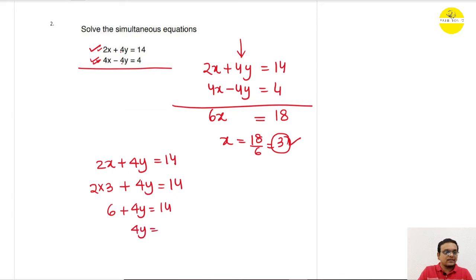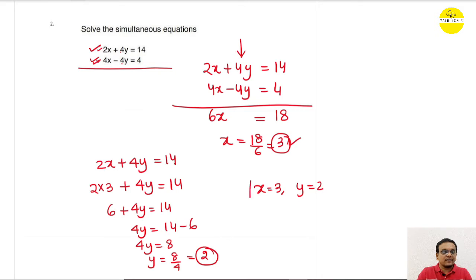Now 4y is equal to 14 minus 6. Then 4y is equal to 14 minus 6 means I think I'll get 8, and y is equal to 8 over 4. So y is equal to 8 over 4, that means you are getting the solution, that is x is equal to 3 and y is equal to 2.